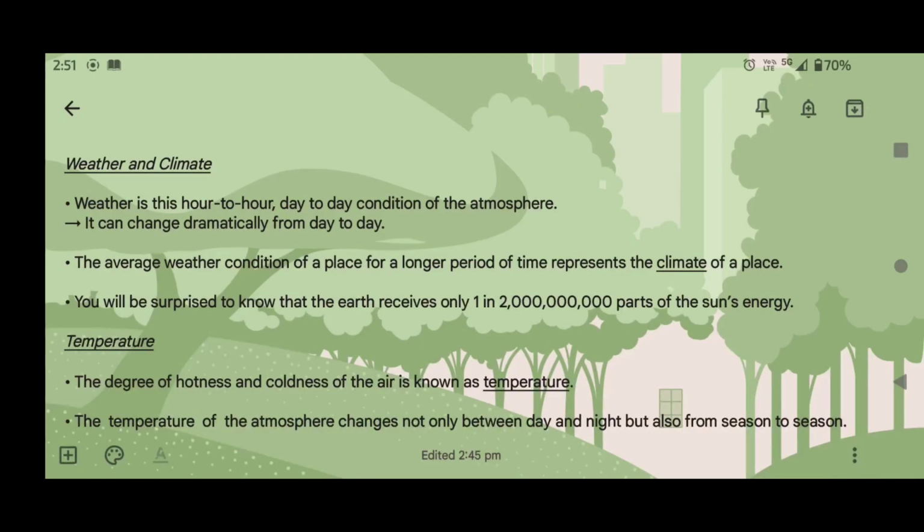Weather and climate. Weather is the hour to hour, day to day condition of the atmosphere. It can change dramatically from day to day. The average weather condition of a place for a longer period of time represents the climate of a place. You will be surprised to know that the earth receives only 1 in 220 million parts of the sun's energy.